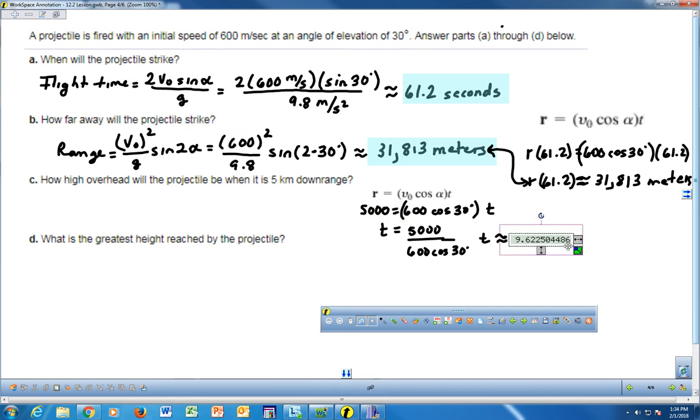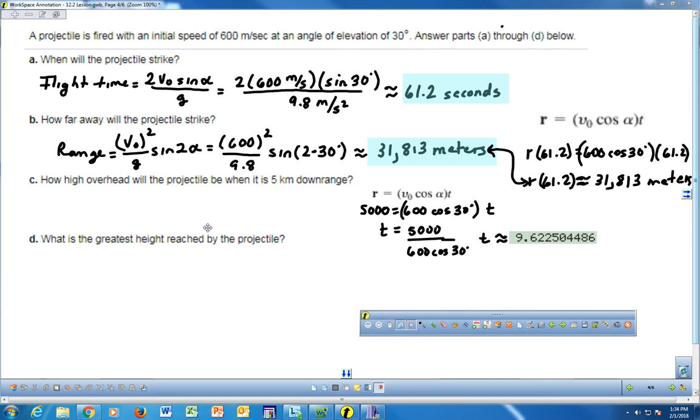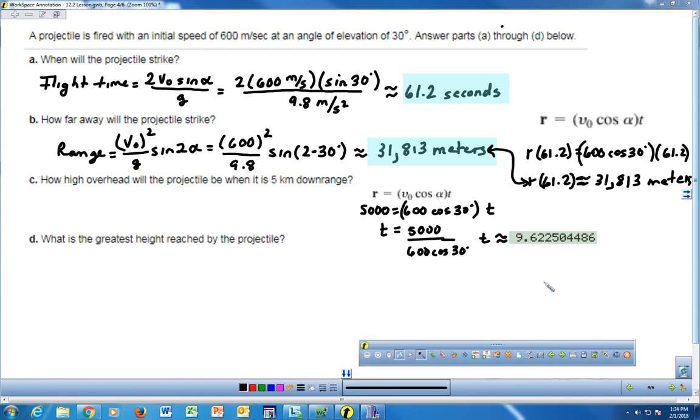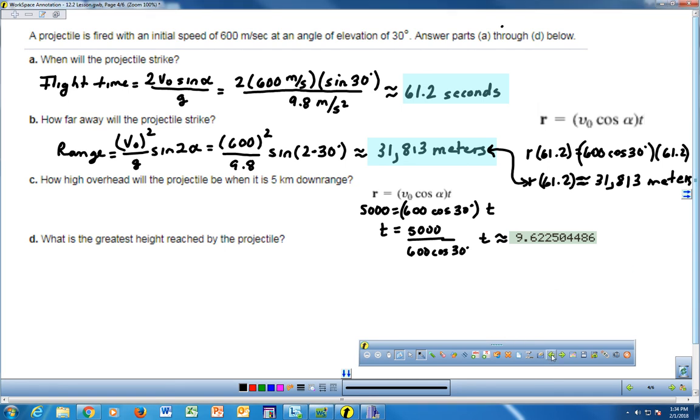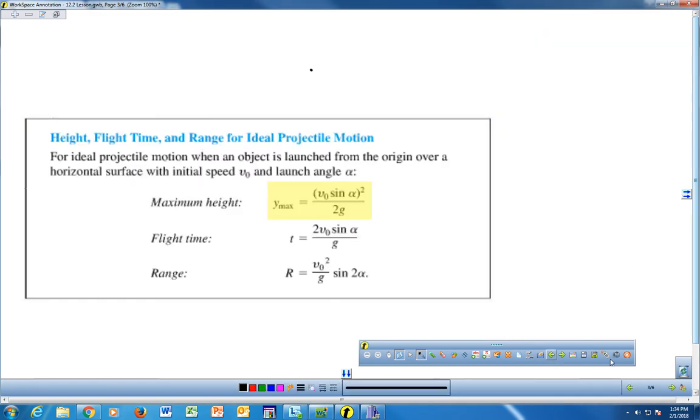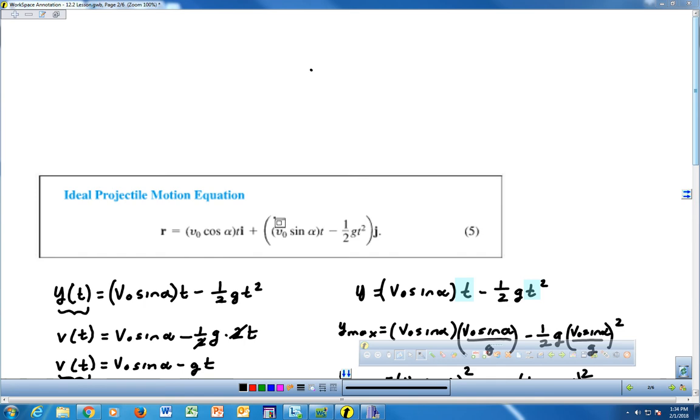Okay, so this is basically the approximate time it is going to take to cover a horizontal distance of 5 kilometers, which is 5,000 meters. But now the question is, how high will the object be at those 5,000 meters? To find the height, we're going to go to the vertical component of the position. This is our vertical component of the position. This is what we're going to use next.